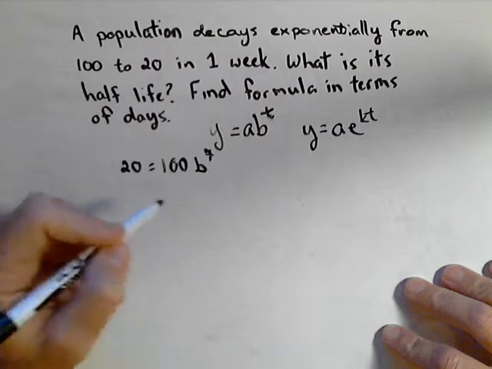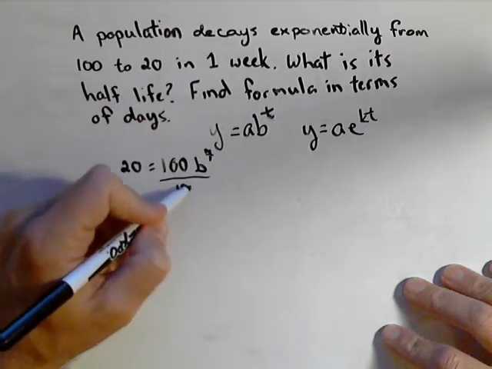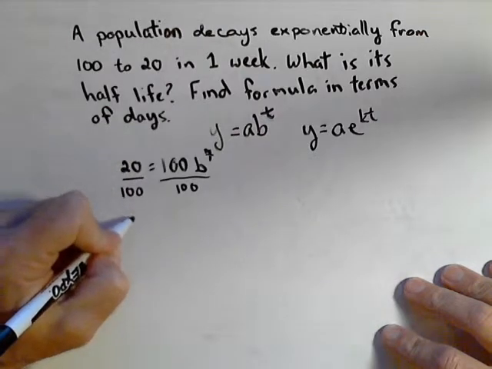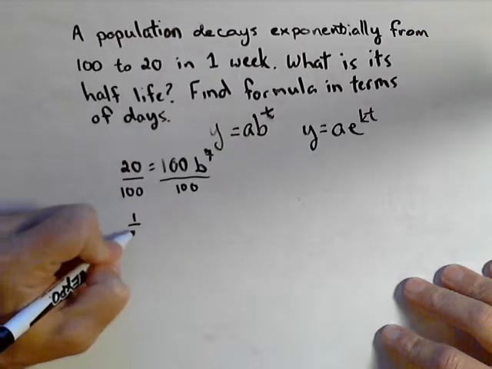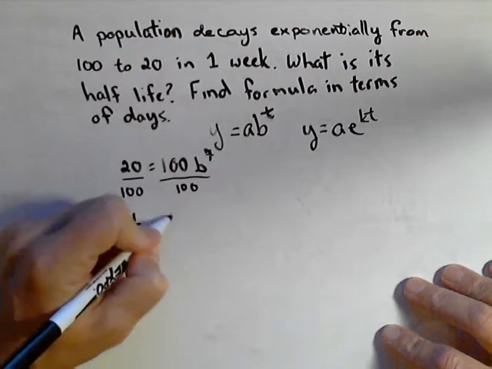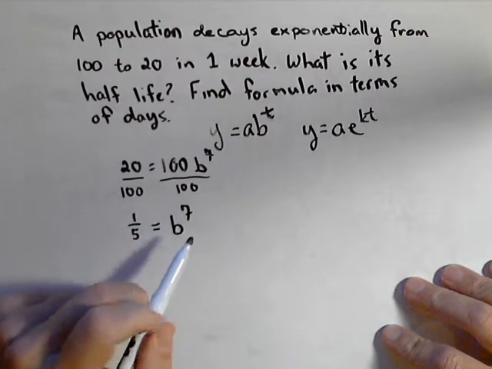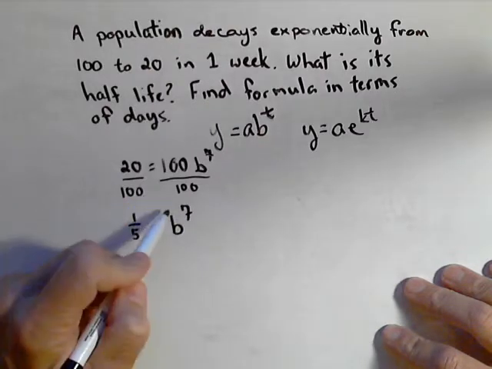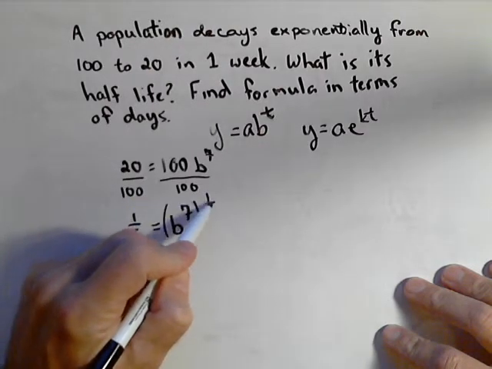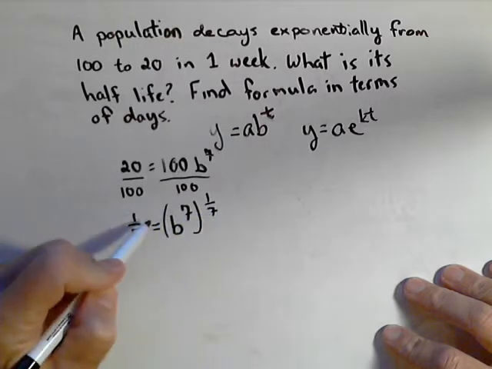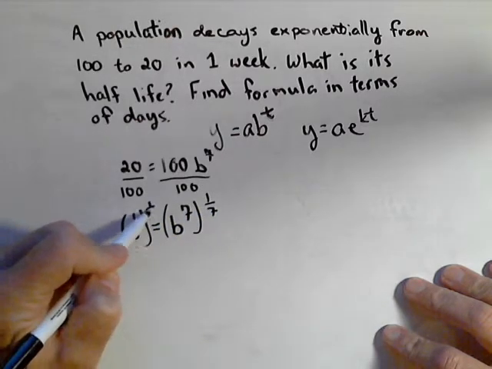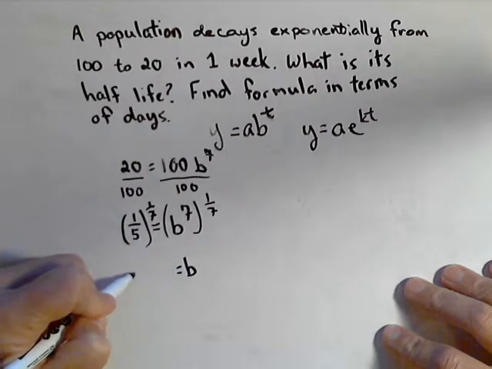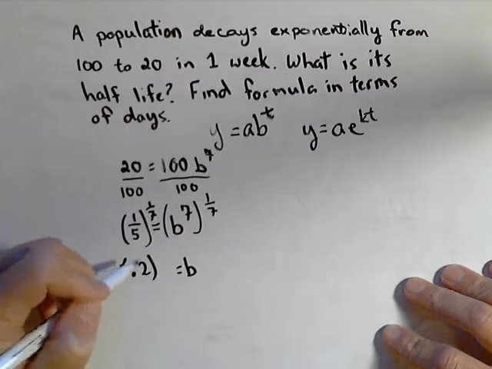So basically I solve this for B. I divide both sides by 100, and over here I get 1/5 or 0.2. So 1/5 equals B to the 7th. Now I don't need logs to solve this equation because I know the exponent. You only want to use logs when the unknown is in the exponent. So I take both sides to the 1/7, and I get that B equals 1/5. I'm just going to write it as 0.2 now, to the 1/7.